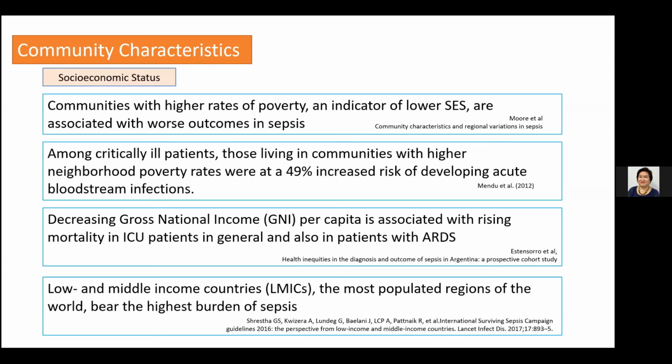Mendu stated that among the critically ill patients, those living in communities with higher neighborhood poverty rates were at 49% increased risk of developing acute bloodstream infection. Estenssoro, on the other hand, posits that decreasing gross national income per capita is associated with rising mortality in ICU patients in general and also in patients with ARDS.